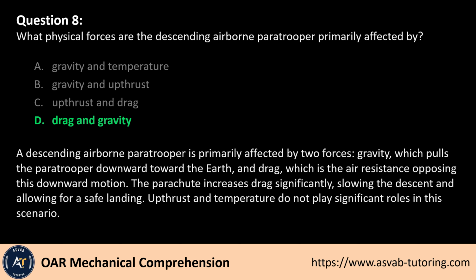Gravity, which pulls the paratrooper downward toward the earth, and drag, which is the air resistance opposing this downward motion. The parachute increases drag significantly, slowing the descent and allowing for a safe landing. Upthrust and temperature do not play significant roles in this scenario.